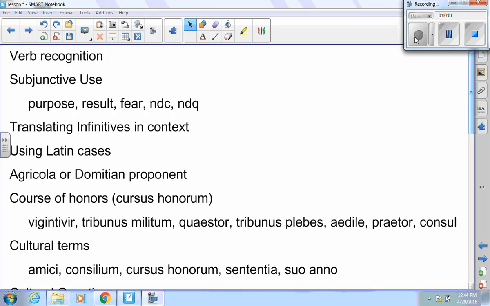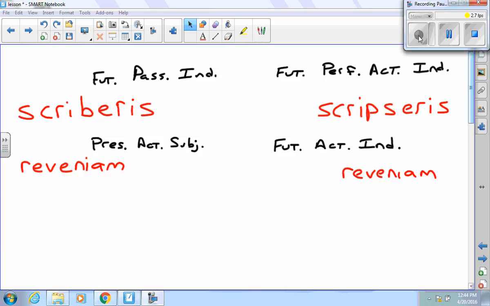This is a stage 37 review. You're going to start off with verb recognition. The two big ones that you're going to have problems with are the future passive indicative and the future perfect active indicative. They look pretty much the same. The difference is going to be in the stems.